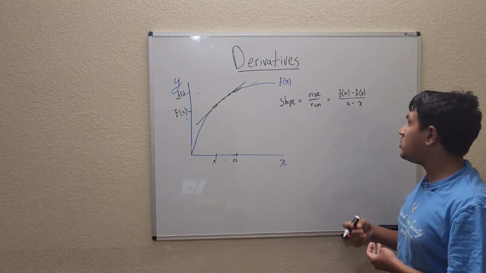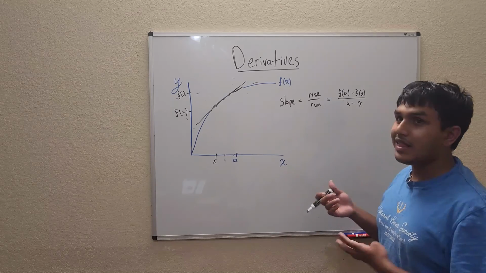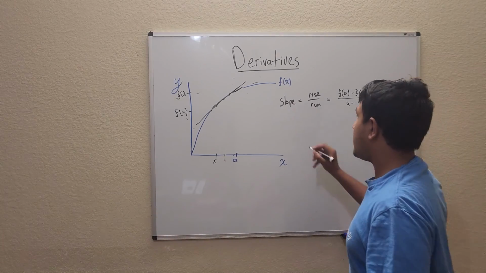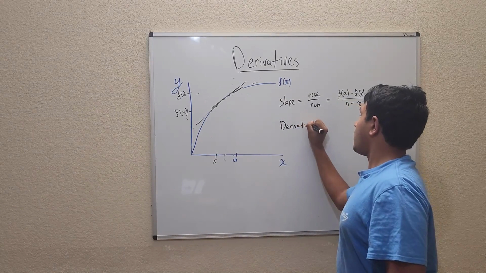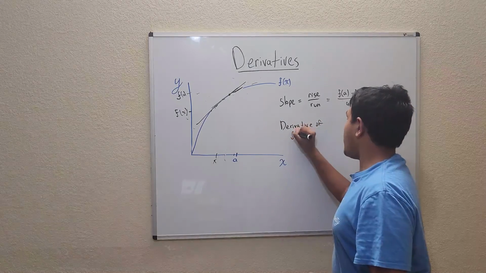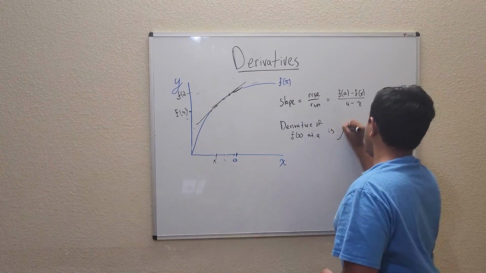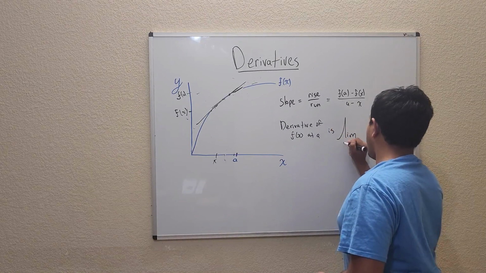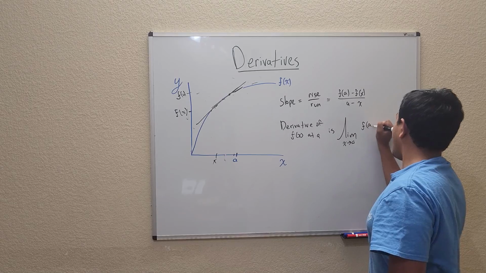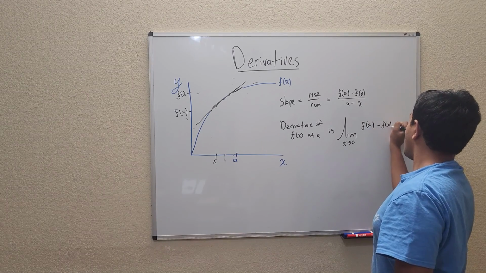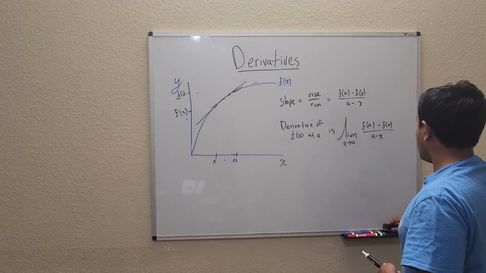So since we have something approaching something, it's best that we use a limit. We use a limit to define this derivative. So we will say the derivative of f of x at a is the limit as x approaches a of f of a minus f of x over a minus x. Or you can write this in a more conventional form.